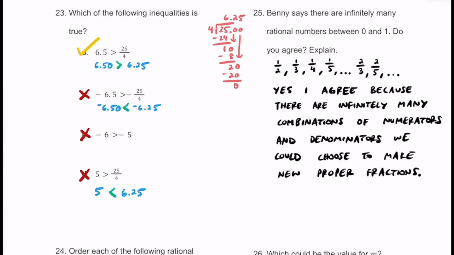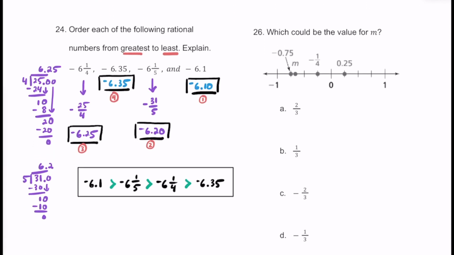Okay, let's take a look at 26, this final question here. It says, which could be the value for m here? Now, let's see where m is located. Here's 0, right? And here's -1. So m is definitely between 0 and -1 here. So if it's a negative value, we should definitely say that A does not make sense because that's positive. B also doesn't make sense because that's positive. Now, potentially it could be C and it could be D because they're negative.